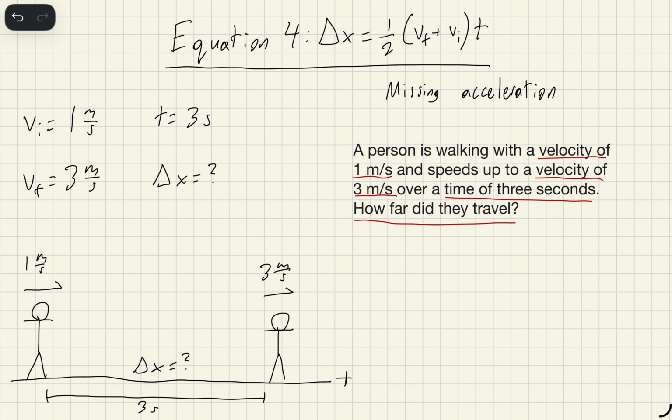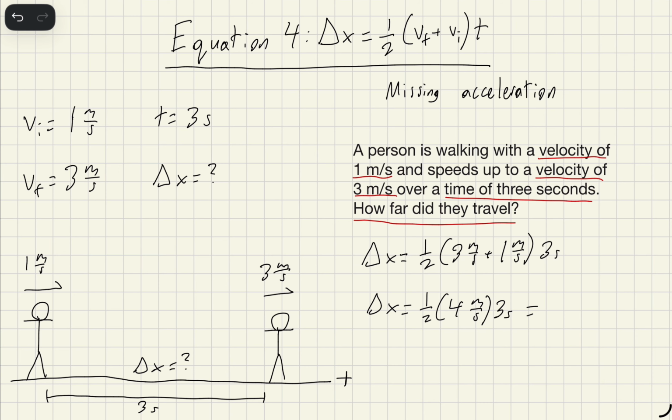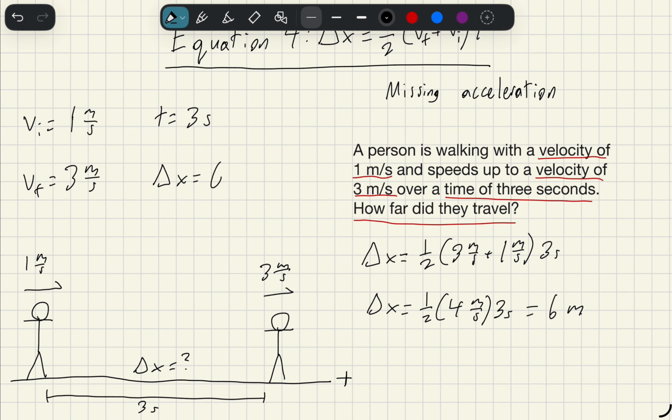So let's go ahead and calculate this. We have delta x equals 1/2 times final velocity, which is 3 meters per second, plus initial velocity, which is 1 meter per second, times time, which is 3 seconds. So this is 1/2 times 4 meters per second times 3 seconds, which equals 4 times 3 is 12 divided by 2. 6 meters is our displacement. We can go ahead and put that here.